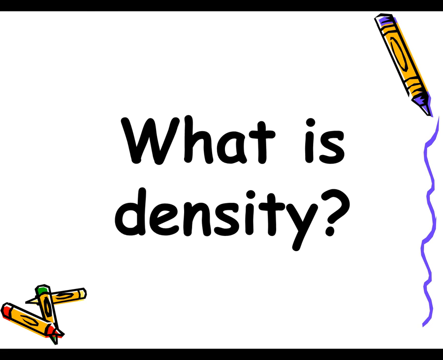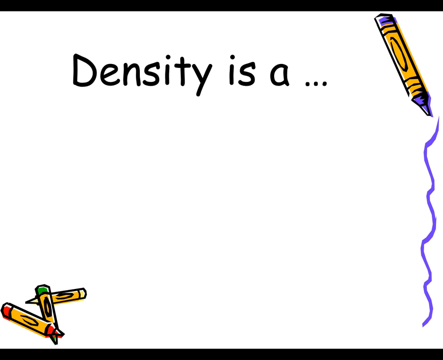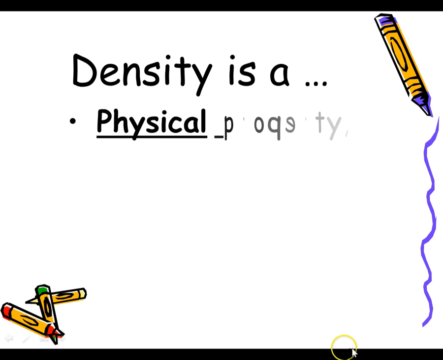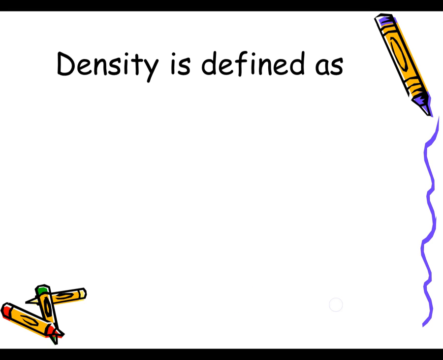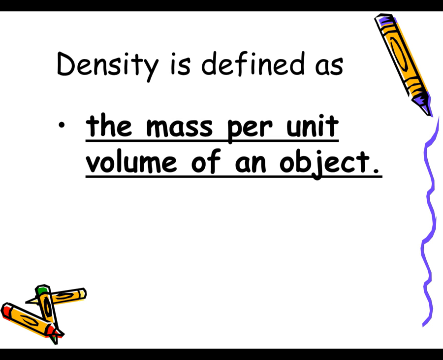Okay, so we're going to talk about density. So density is a physical property, and remember that physical properties are properties that are observed using your senses. So the definition of density is the mass per unit volume of an object. My personal definition in my own words would be how heavy something is compared to how much space it takes up.